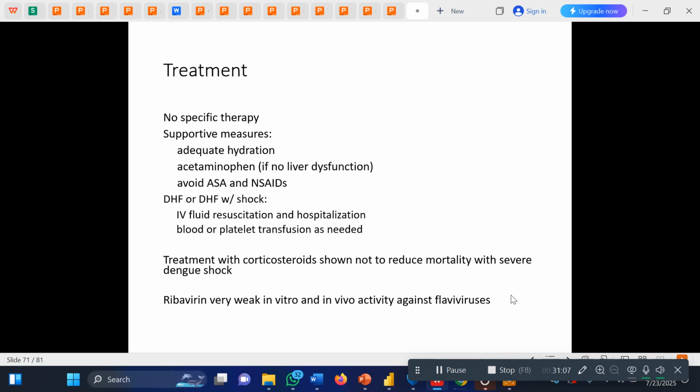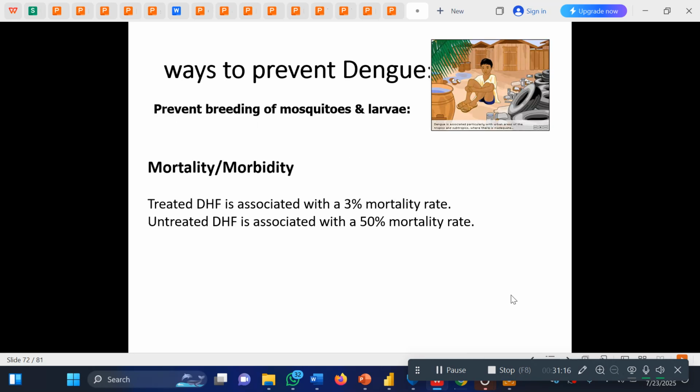Ribavirin has very weak in vitro and in vivo activity against flavivirus. So the antiviral agent ribavirin is not trusted in this case. Treated dengue fever is associated with 3% mortality rate. Untreated dengue fever is associated with 50% mortality rate.